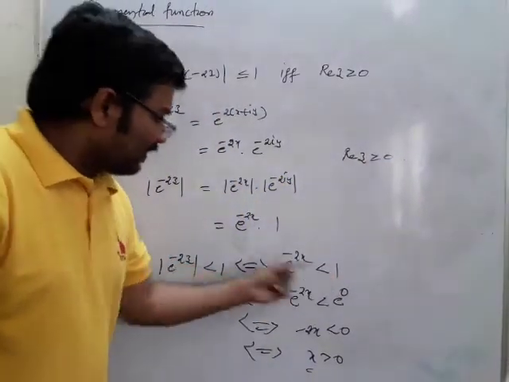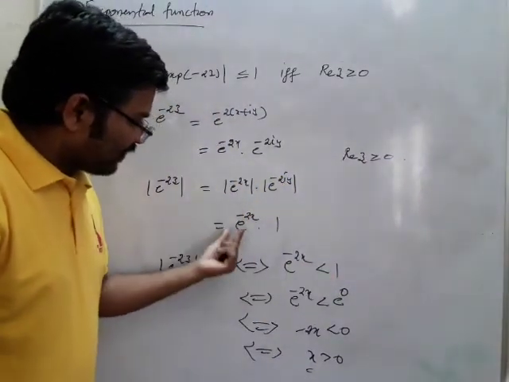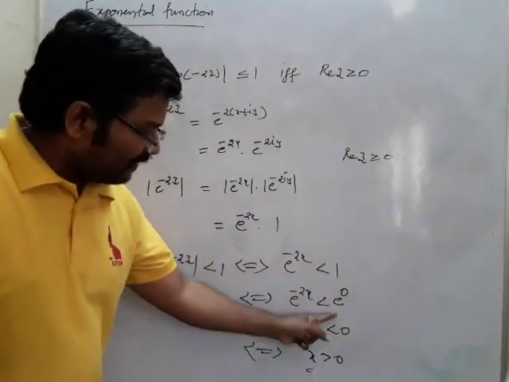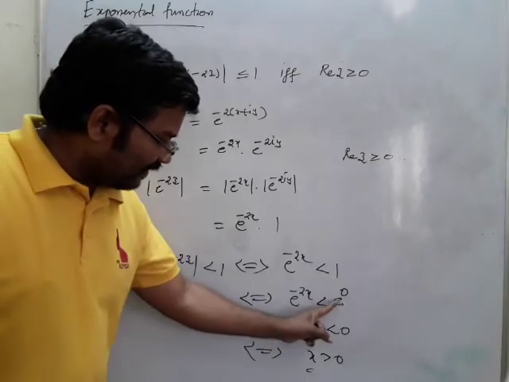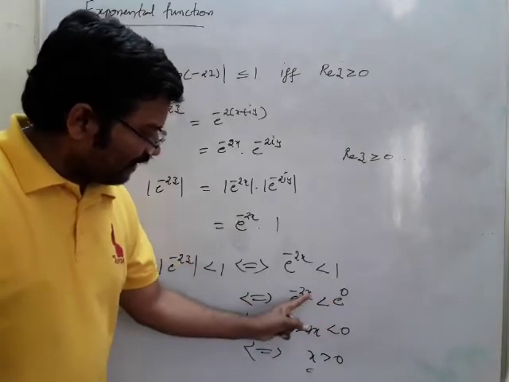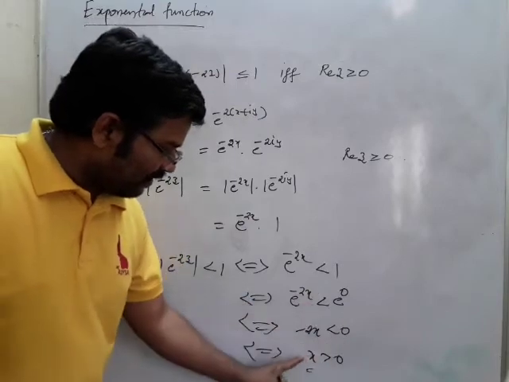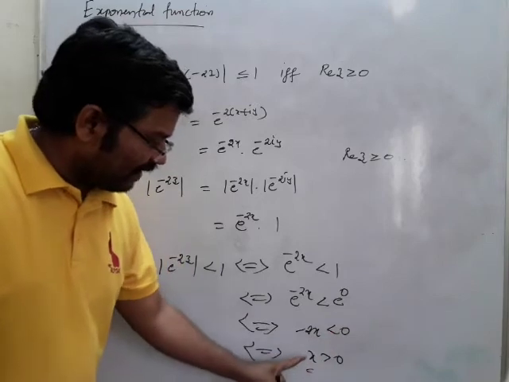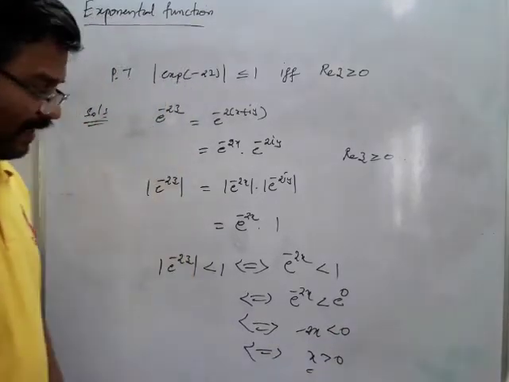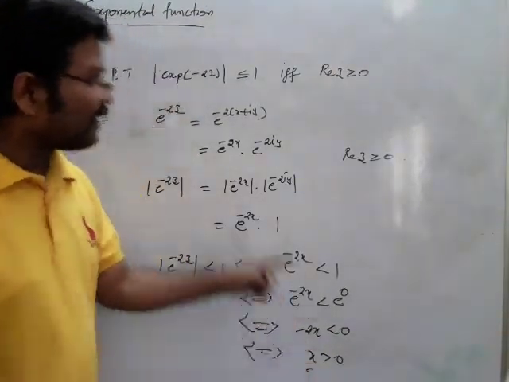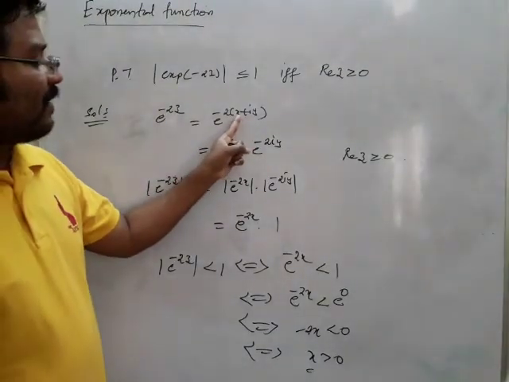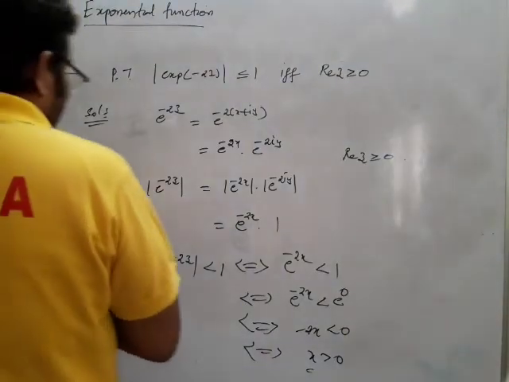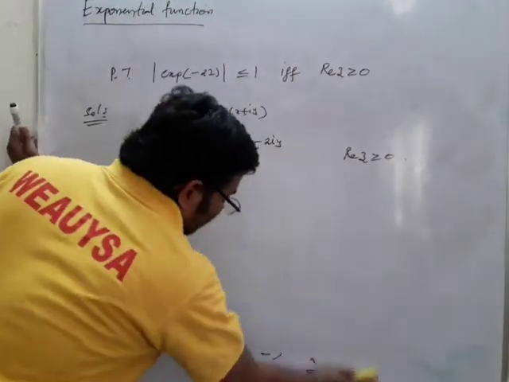This is how, because it is e^(-2x), this is the real part which we got, which is less than 1. Therefore e^0 is 1, the bases are same, so -2x is less than 0, so -x is less than 0. If you multiply by the minus, x is greater than 0. And x is nothing but the real part of z, so the real part of z is greater than or equal to 0. This is how you can do this type of problem.